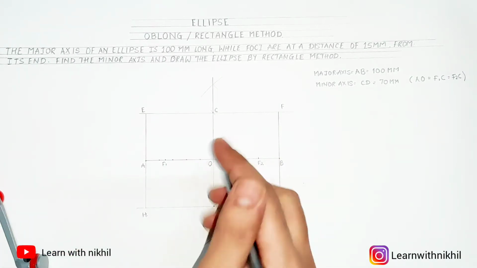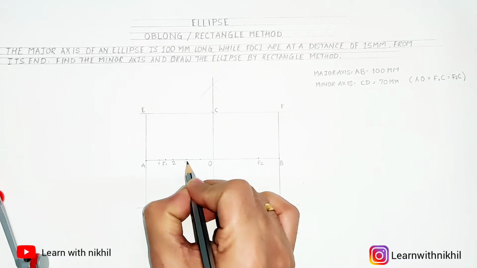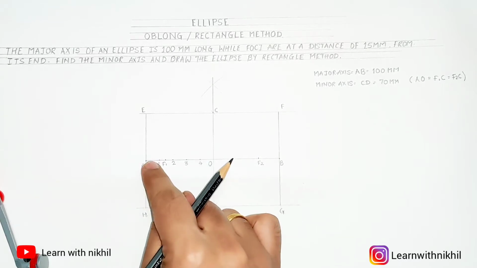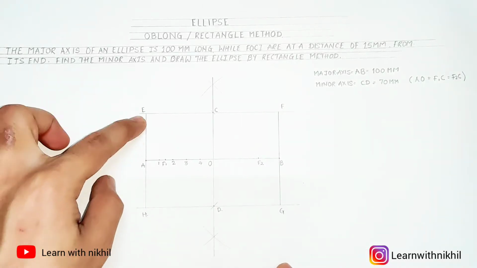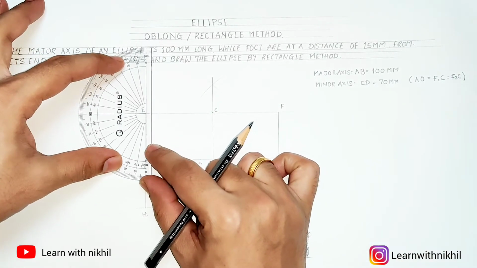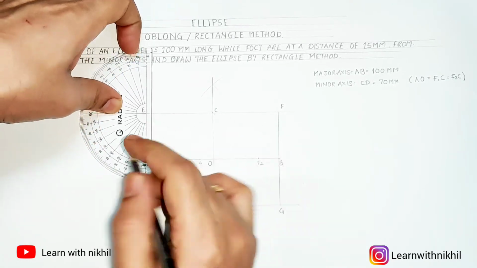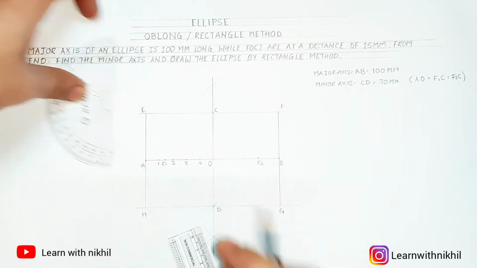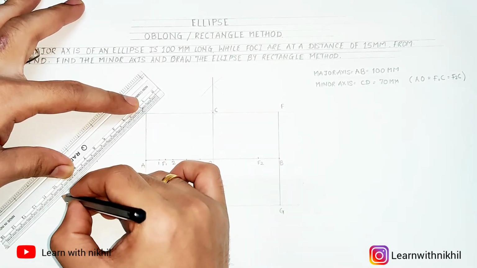So here I have divided AO into 5 equal parts. I will mark them as 1, 2, 3, 4. So this is divided into 5 equal parts. Now I have to divide AE into 5 equal parts. Now for that, you know the procedure. You have to take a 45-degree angle line from any of the points from A and E, and then divide that line into 5 equal parts, and then you have to draw parallel lines.